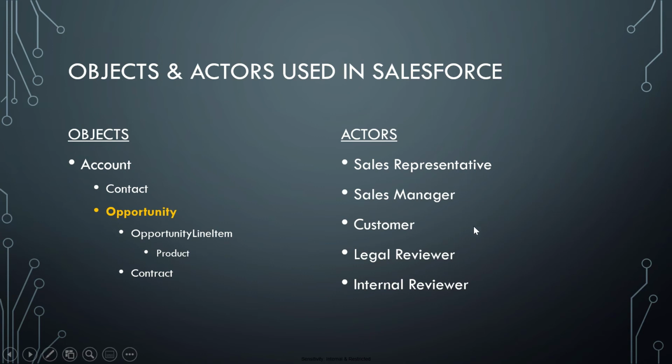And actors involved in this are the sales representative, who will initiate the contract request, and the sales manager, who is required to approve the contracts if they are acceptable, and the customer who is involved in the contract, and the legal reviewer and internal reviewer. These two are required for the review process, the external and internal review process.